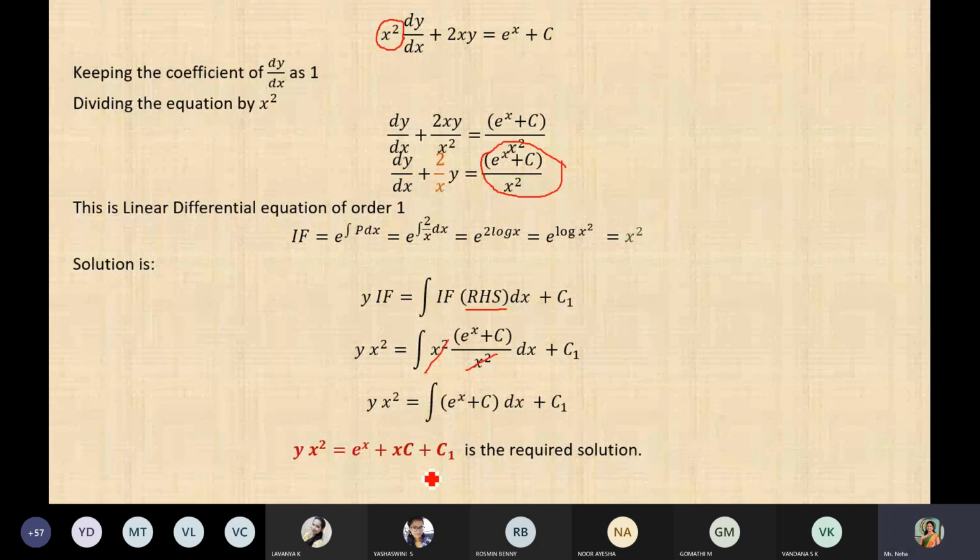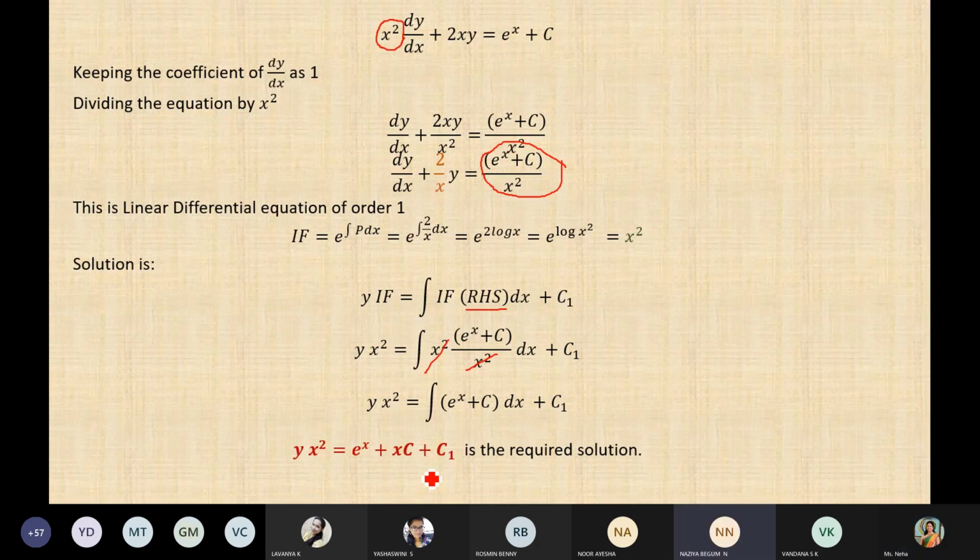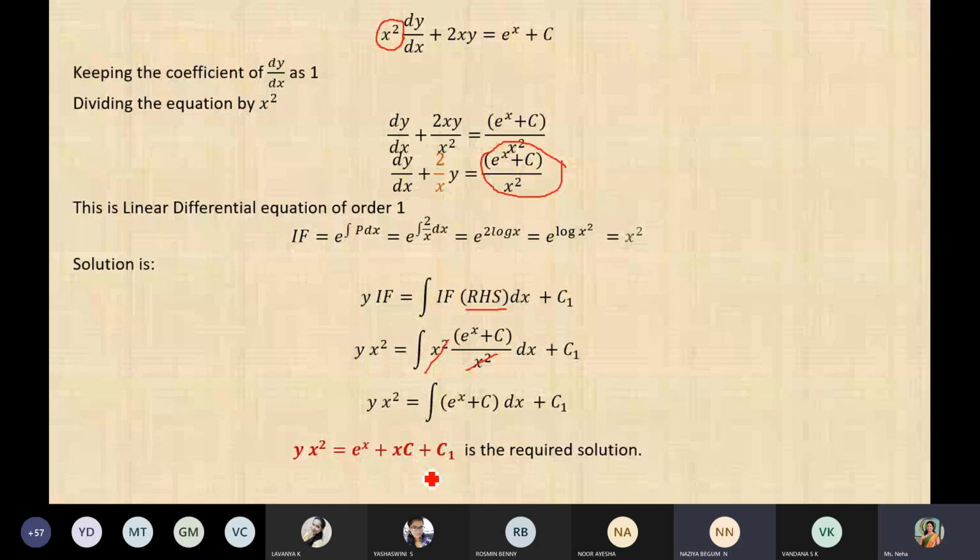Now tell me, any doubt in the solution part? Anyone have any doubt, or shall we move on? All the problems will go in the same way. So anyone have any problem in this solution? No, ma'am. Good. So second problem.